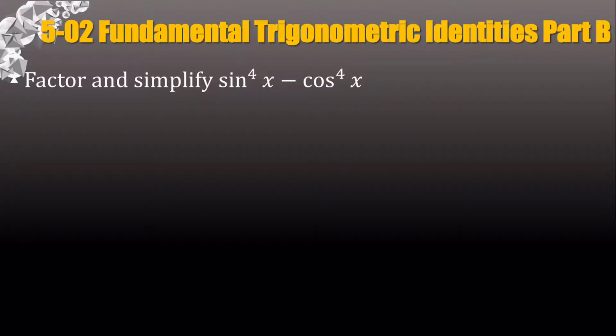Lesson 5-02, Fundamental Trigonometric Identities, Part B. So this is just picking up off the last lesson, and it is just more simplifying.